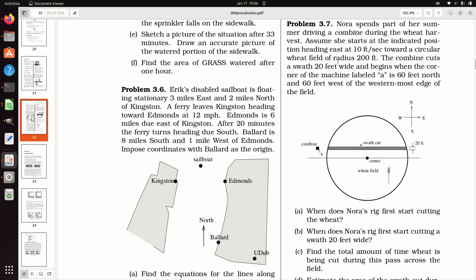So I have a wheat field with a radius of 200 feet and a combine that starts 60 feet north and 60 feet west of the westernmost edge of the field. So I guess right here. And so I think I'm going to put the center at 0, 0, just because it will be easier to write the things. So I have a circle of radius 200 centered at 0, 0.